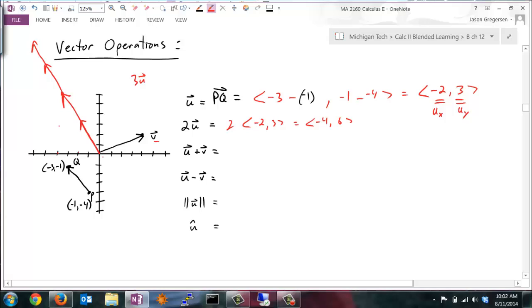Yep, this would be negative u. Opposite direction, same length. Negative 2u would look like this. So when I multiply vectors by numbers, I'm just stretching them. I'm scaling them. Any questions about that?